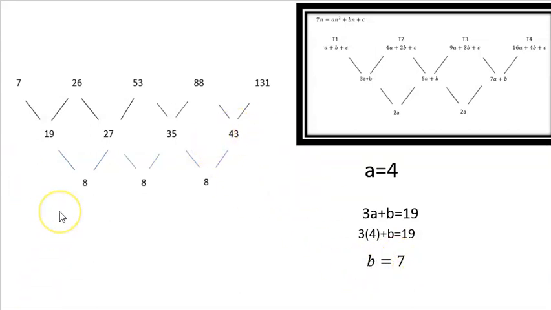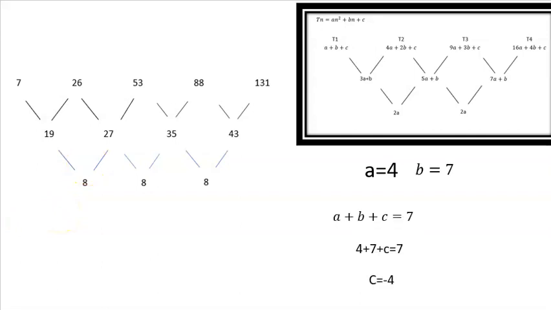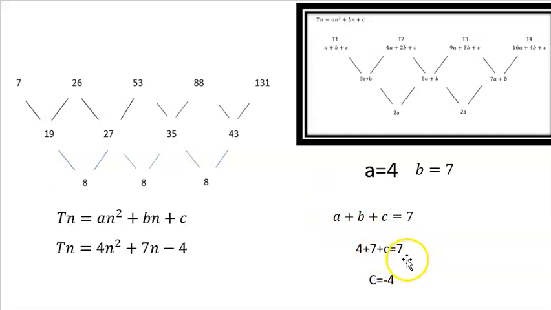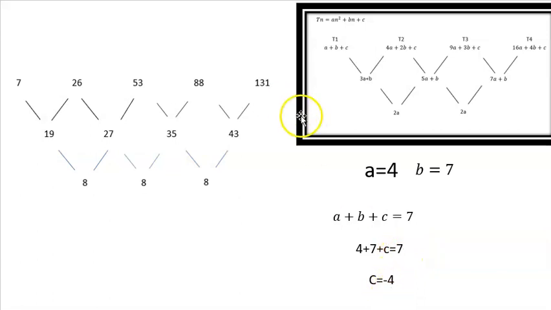Okay, simple enough. It seems like we're getting somewhere. Okay, let's move on to the last one. So now, because we know that the top one, the 7, is equal to a plus b plus c, we set them equal to each other, and then we substitute the values that we've worked out for a and for b into that equation. So we get 4 plus 7 plus c equals 7. And then from that, we work out that c is equal to negative 4. So now we're basically done with this example.